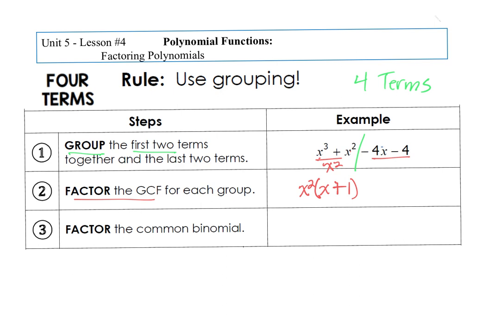And then I have negative 4x minus 4. Okay, the greatest common factor, 4 goes into both of them. But again, if your first term in your grouping is ever negative, you make your GCF negative. Otherwise, things don't match up right in the end. So I'll say the GCF is negative 4.